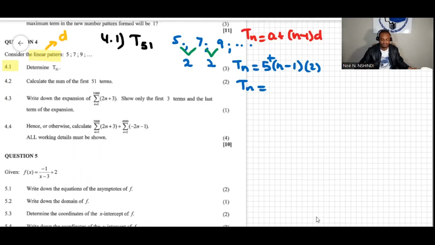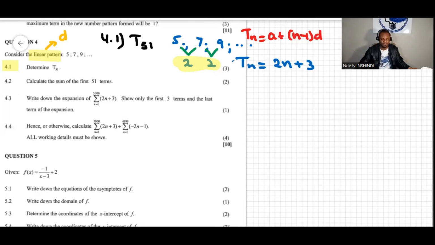Let me just erase this. We can find Tn by doing this, because the constant difference is just 2. So we can say 2n, and then we ask ourselves, 2 plus what is equal to 5? 2 plus 3 equals 5. So if the first term is 1, 2 plus 3 will be 5. If the second term is 2, 2 times 2 is 4, 4 plus 3 is 7, and so forth. Or you can use the formula I wrote in red over here.